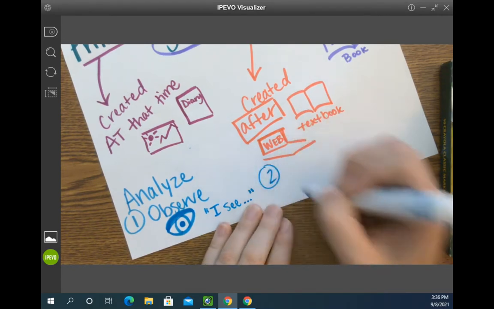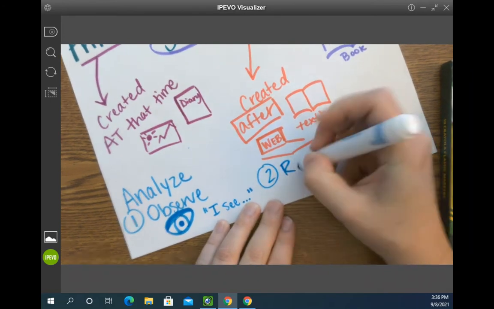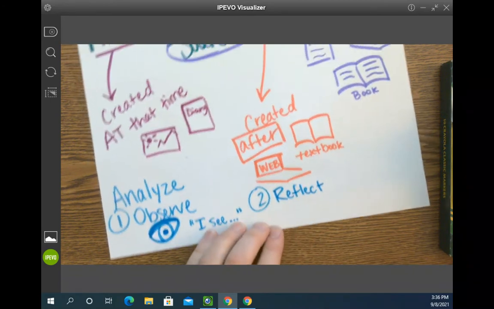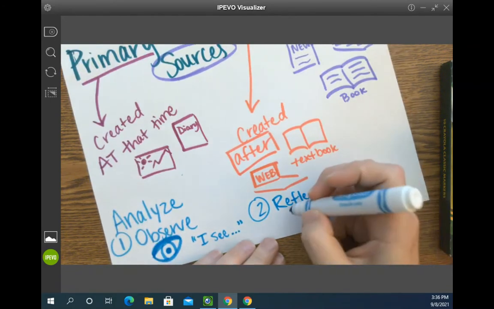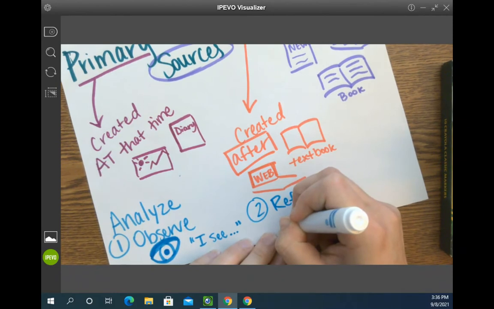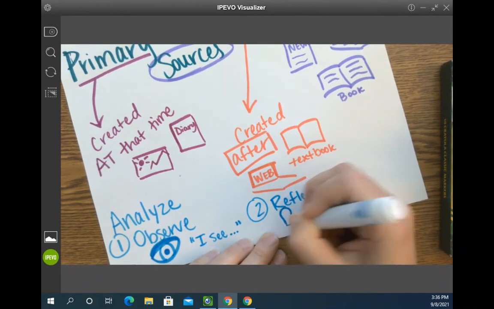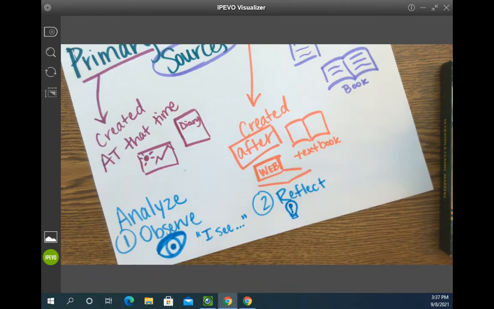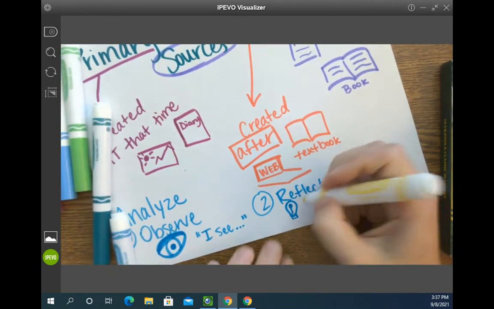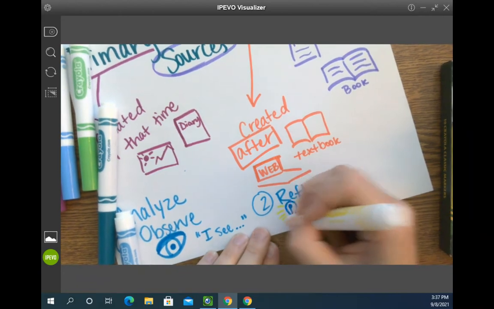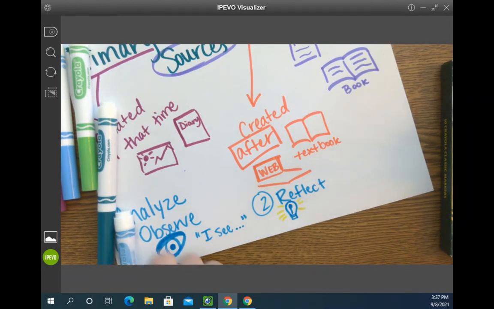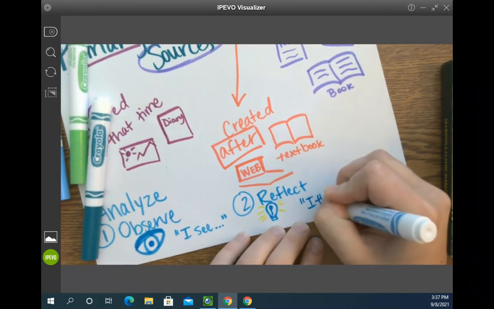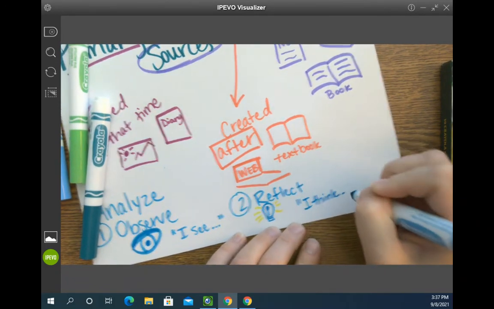Step 2 is to reflect. Reflect really just means to think about it. Come up with some ideas and thoughts about what source you're looking at. Drawing a light bulb. A lot of the times we might say, I think, when we are reflecting.